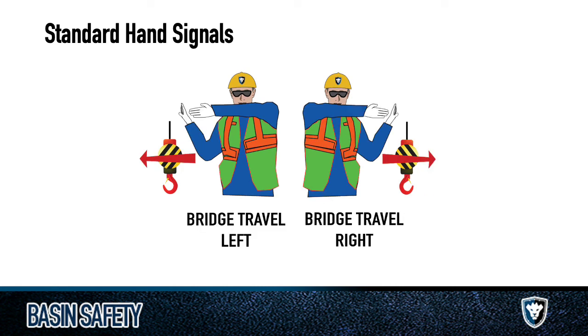Bridge travel left, if you're using a bridge, or even if you're swinging the crane, that's going to be arm across, and then with the other elbow bent, the hand up in the direction that you want them to travel. So to the left, your left hand's going to be up. To the right, your right hand's going to be up.